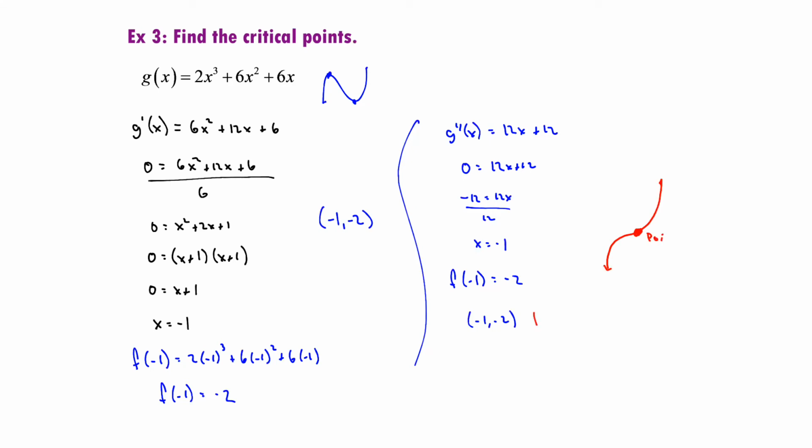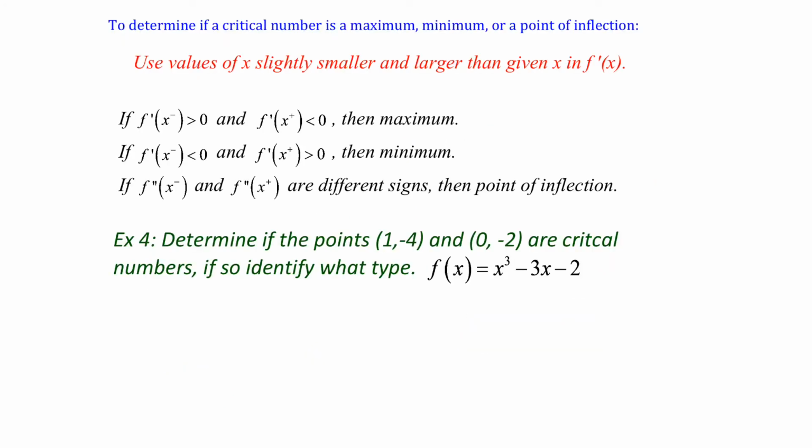So we actually only have one critical number, and it happens to be a point of inflection. So if this happens where you do the first derivative and then your second derivative gives you the same point, then it's because it's a point of inflection. Your slope is still 0 at that point, but it's a changing concavity instead. All right, and the last thing I want to talk about is to determine if a critical number is a maximum point, a minimum point, or a point of inflection.